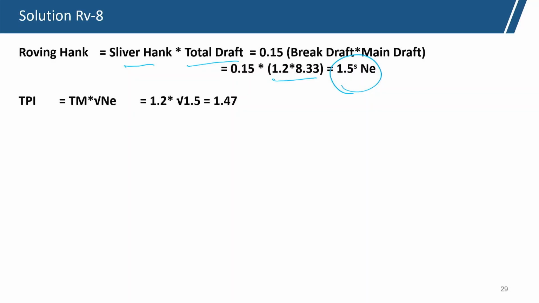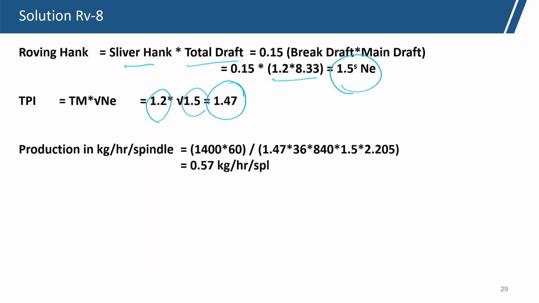Now, TPI is twist multiplier multiplied by under root NE. So, NE is 1.5 for roving. TM is given 1.2. So, we can calculate the twist per inch, 1.447. Now, production in kg per hour per spindle, as I have told, this way we can calculate. This is the productivity that we have already seen in an earlier numerical also.